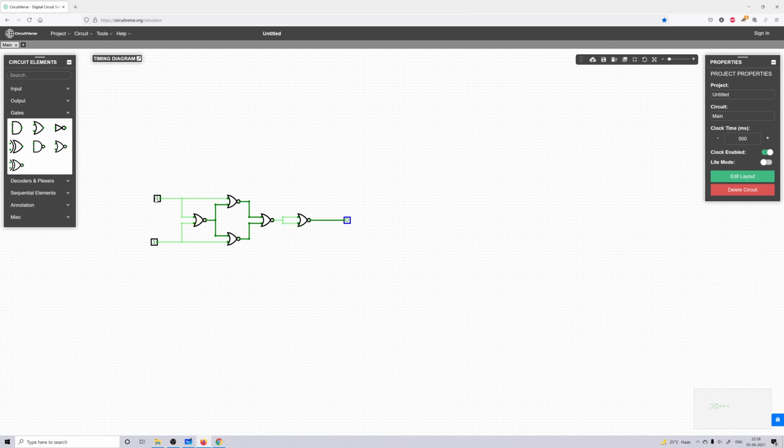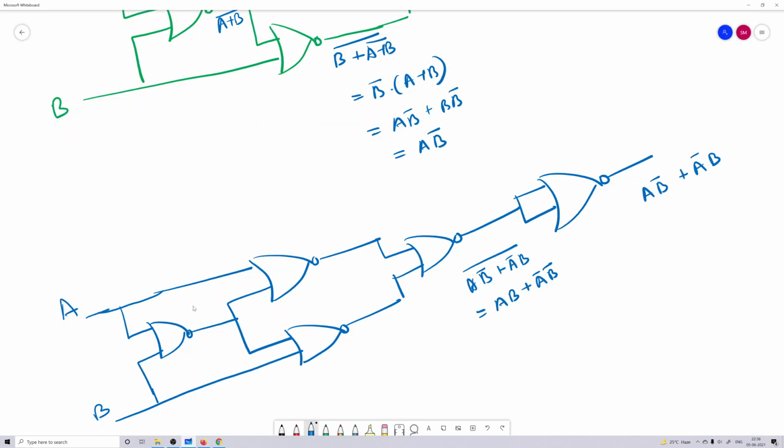Okay, so when both inputs are 0, output is 0. When first input is 1, output is 1. When second input is 1, output is 1. And when both inputs are 1, output is 0. So this is how we can implement XOR gate using NOR gates only.